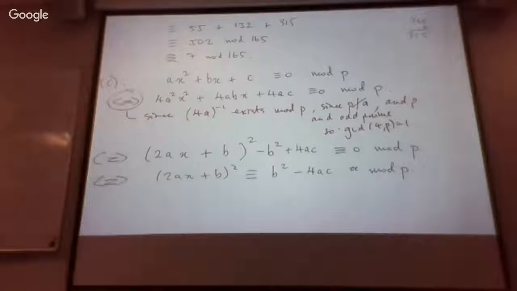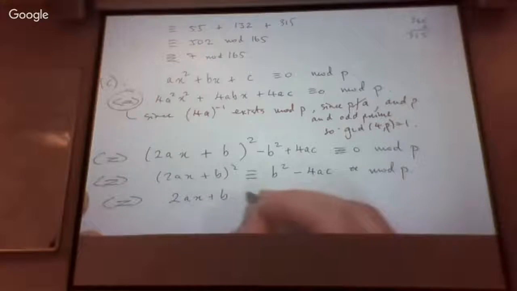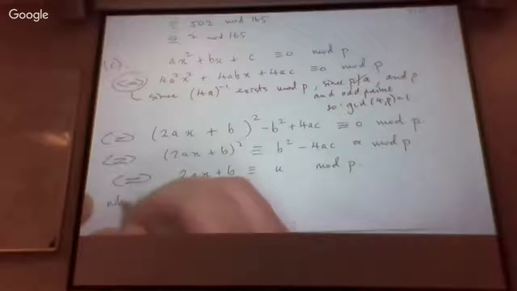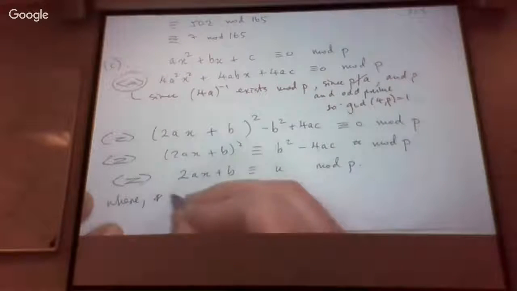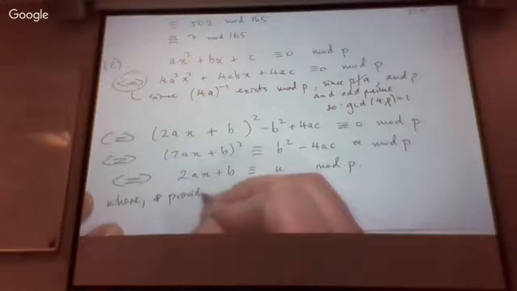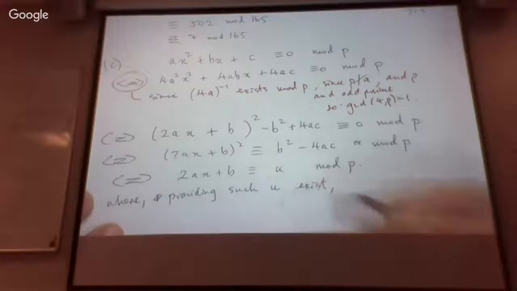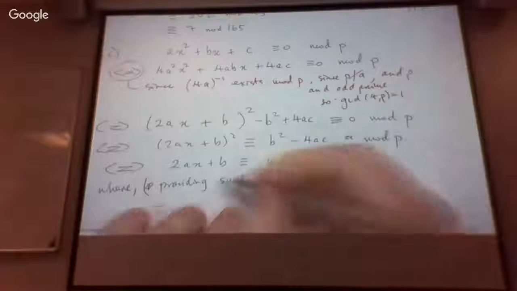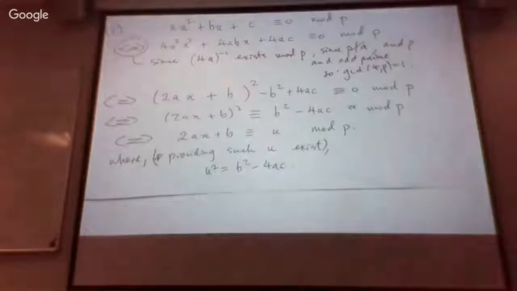So this equation will be equivalent to 2ax plus b being congruent to u modulo p, where, providing such a u exists, or such u exist, put that in brackets, where u squared is b squared minus 4ac. So u is a square root, effectively, of b squared minus 4ac.